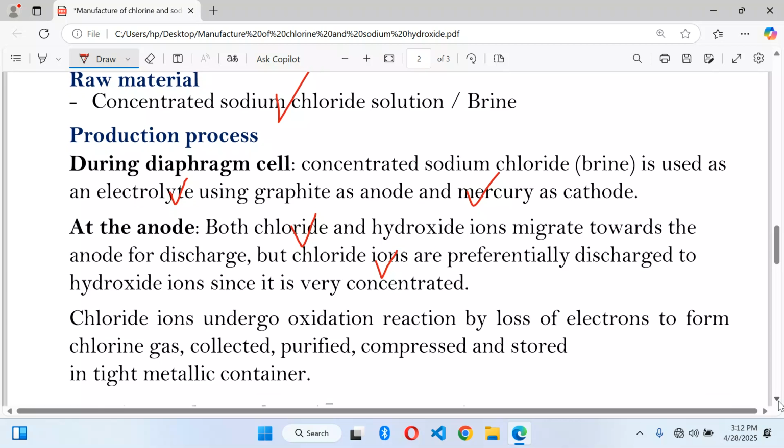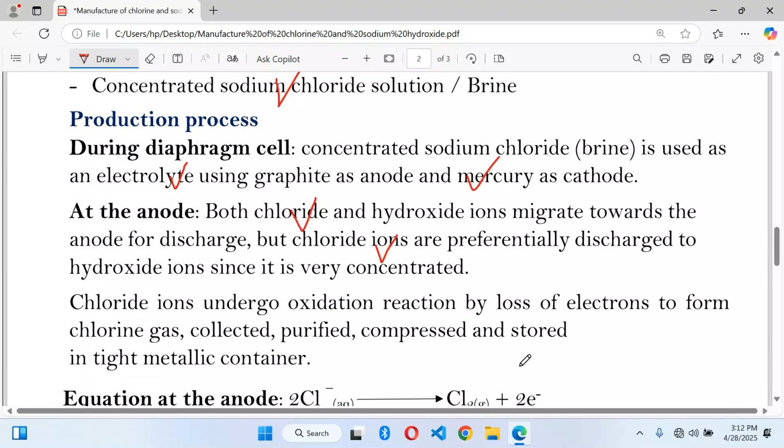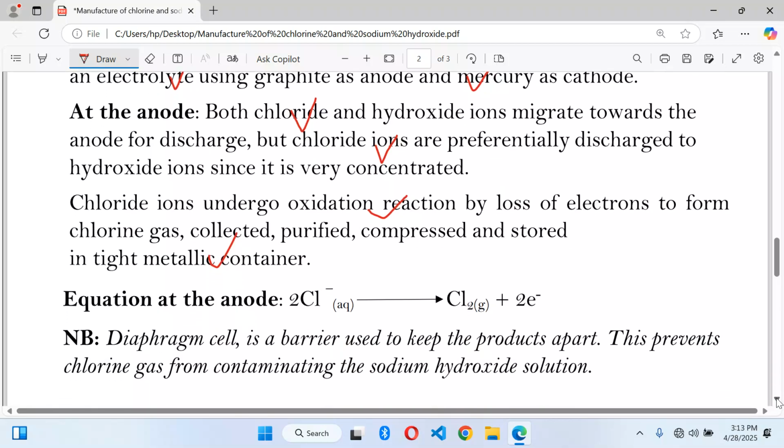Okay, so the chloride ions undergo oxidation. If you recall very well, oxidation is the removal of electrons. So it undergoes an oxidation reaction by loss of electrons to form chlorine gas, which is collected, purified, compressed, and then stored. So you can see in this case you'll be able to get your points under manufacture of chlorine. So this is the equation for the reaction that took place.